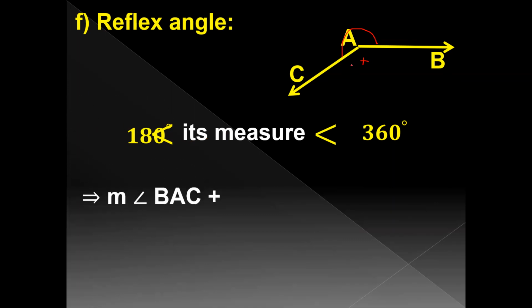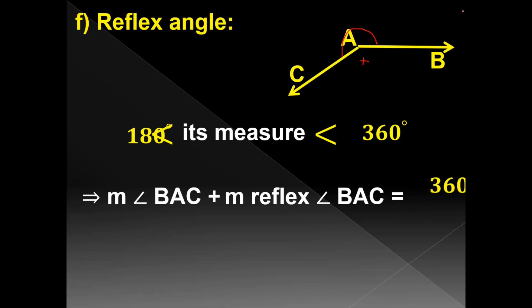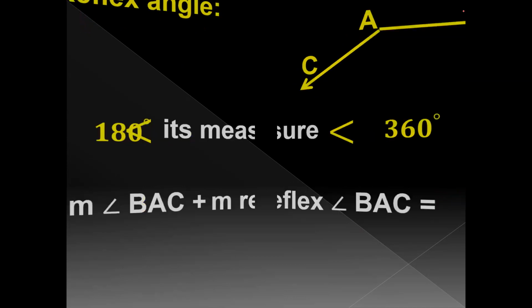The sum of the two angles, the angle and its reflex, any angle has its reflex. Angle CAB is an obtuse angle and it has its reflex, the CAB reflex. And the sum of the two angles, the angle and its reflex, should be equal to 360. Any angle plus its reflex equals 360.